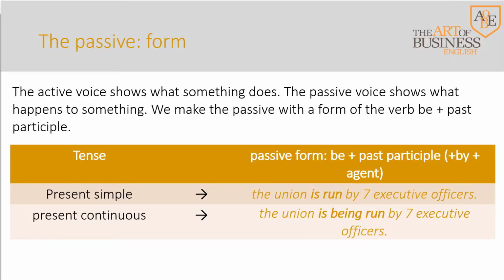So we make the passive voice form with the verb to be, plus the past participle. Now the past participle is any verb from the third column. So you've got the infinitive form, the simple past, and then the past participle form. So for example, a regular verb would be walk, and in simple past it's walked, and in the past participle form it's also walked, because with regular verbs we just add -ed.